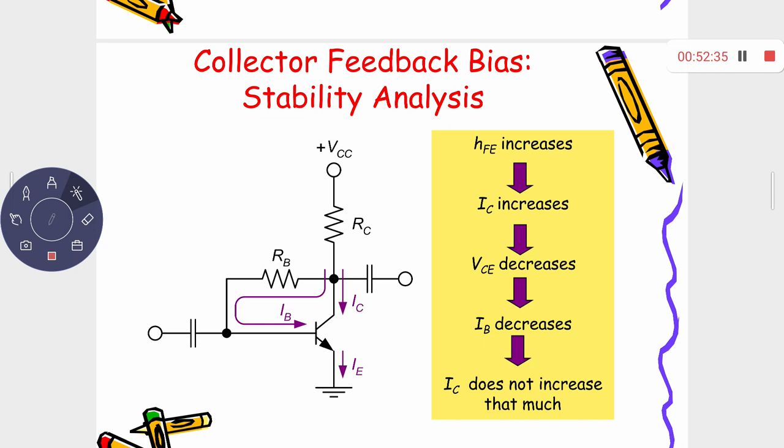On one hand, you have high beta, which tends to increase IC. And whenever IC is increased, you get more ICRC drop. That means you have less collector voltage, less base drive, less base current. That means it tends to reduce IB. So this product, IB times beta, will not be that high. Last time, IC also increased, and ultimately it leads to a condition called thermal runaway. More current means the IC current loss will be even larger, and the device is damaged.